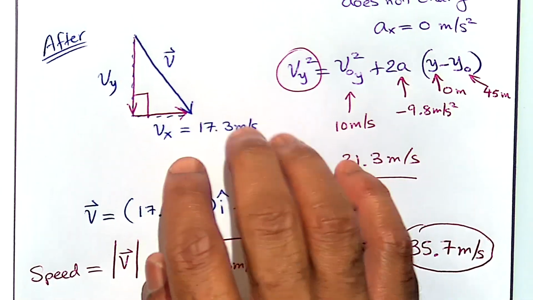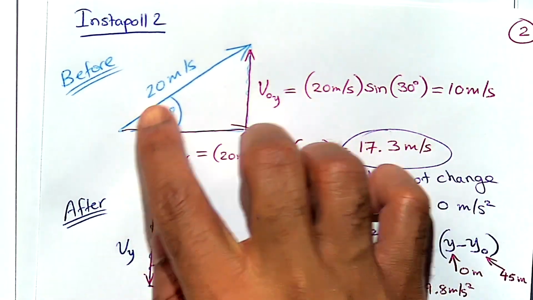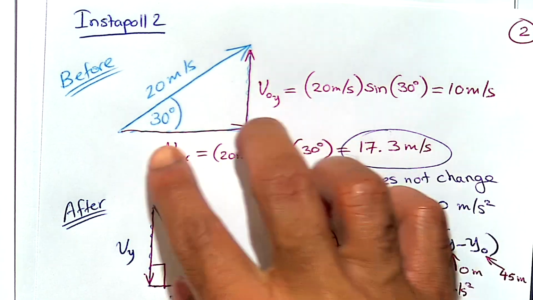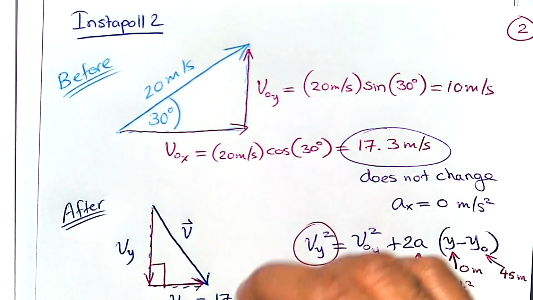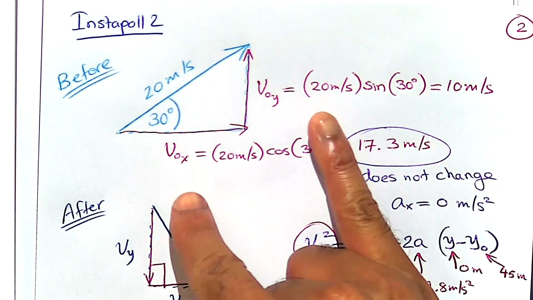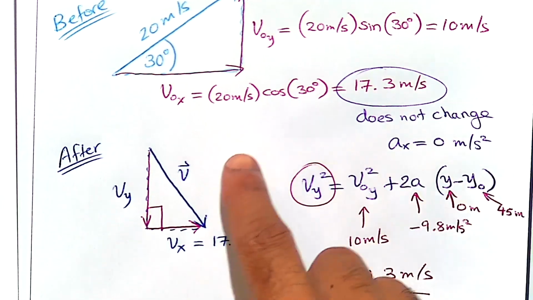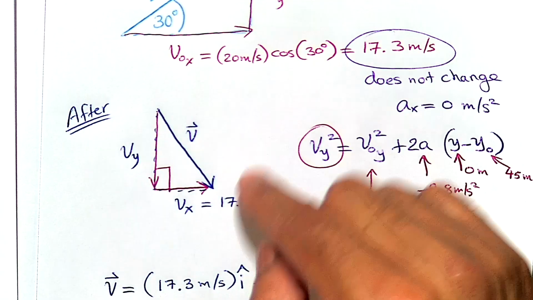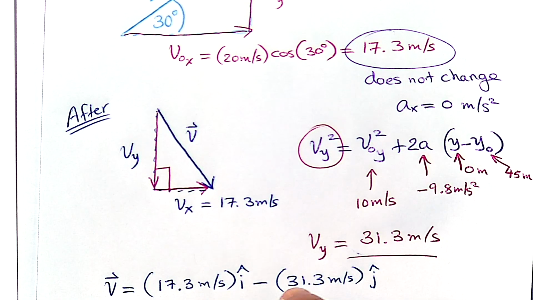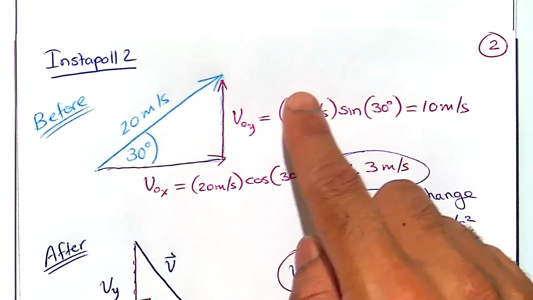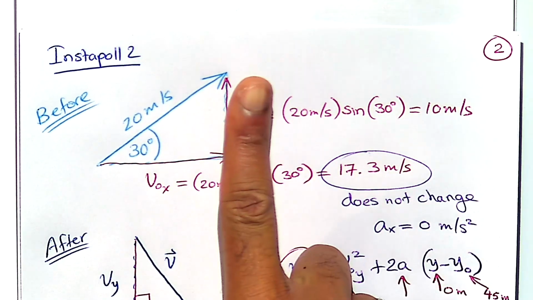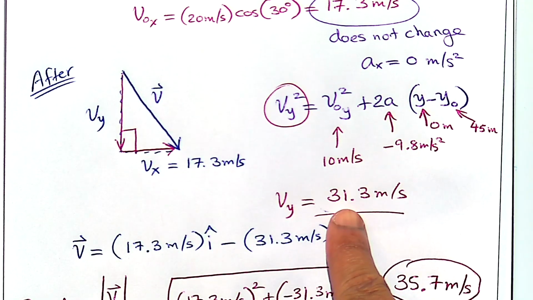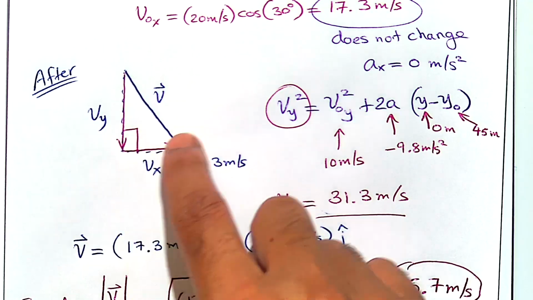So hopefully you're okay with starting with this vector and thinking about its parts, x and y, potentially a z part if there's three dimensions, but x and y in this case. One of those parts doesn't change. The x part doesn't change, so we can just copy over the x part, 17.3 meters per second. The y part changes. This part is 10 meters per second positive, pointing this way, and it becomes negative 31.3 meters per second. So that's this part of this vector.